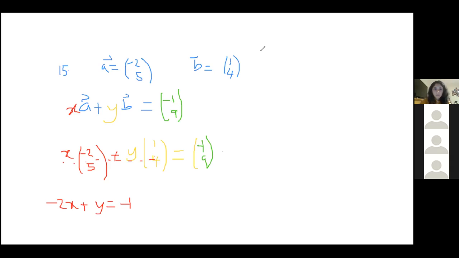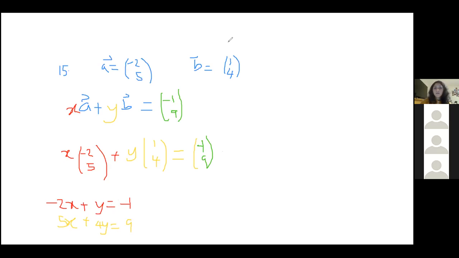And then we do the same thing for the y terms. So we had x times 5 is 5x, and then plus 4y is equal to 9. So now we have 2 equations and 2 variables, and we can solve for this.